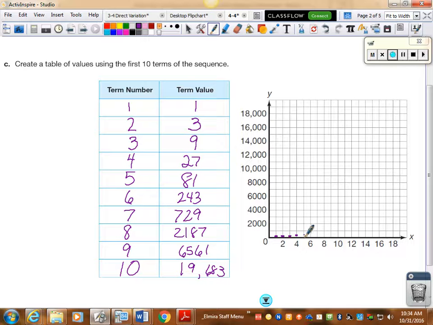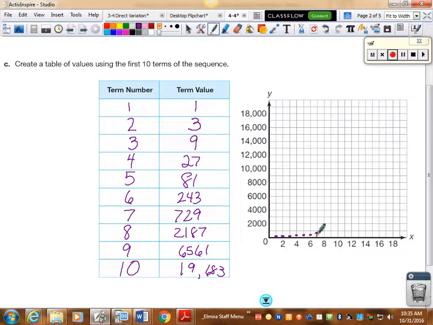5 and 81. 6 and 243. 7 and 729. Well, now we're starting to get a little bit bigger. So here's 1,000. Each box is 1,000. So 729 would be there. Okay, we're starting to get something we can reasonably graph.